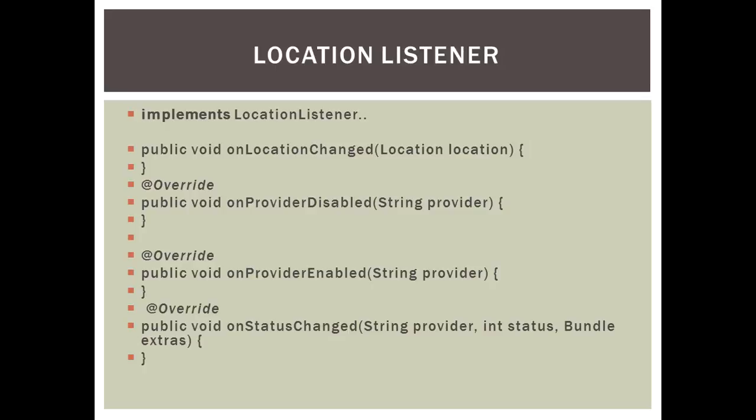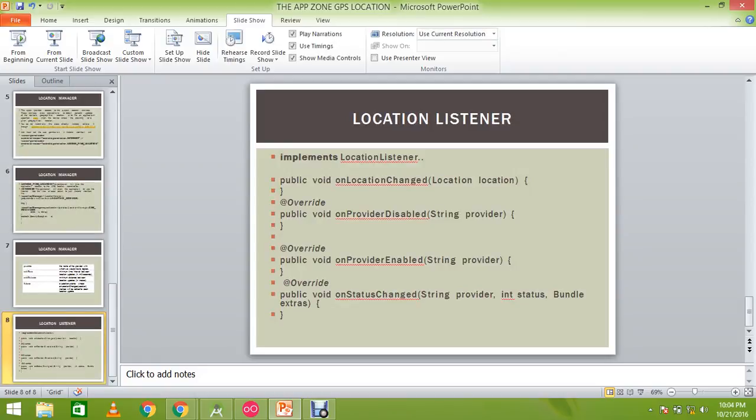So what is the LocationListener, in which we have four methods inside, where we implement the LocationListener? Number one is onLocationChanged, then onProviderDisabled, onProviderEnabled, and onStatusChanged. That happens practically. We will show it to you in our next practical session.